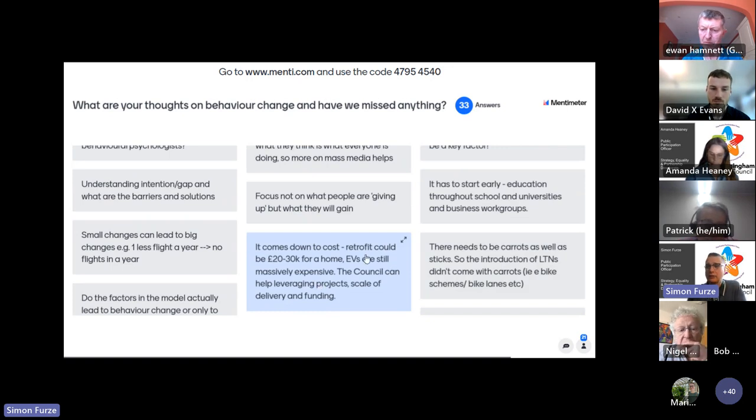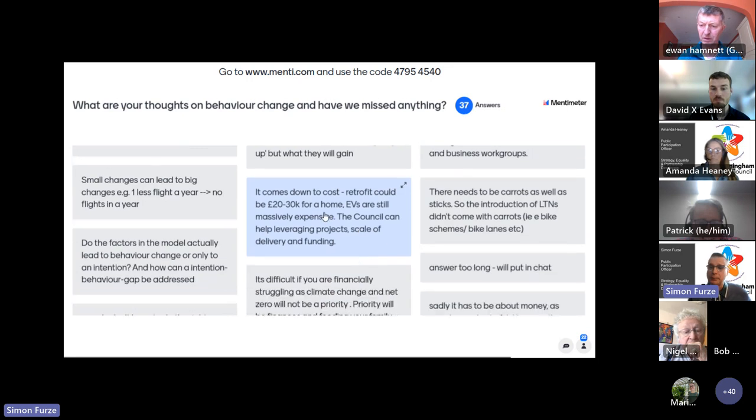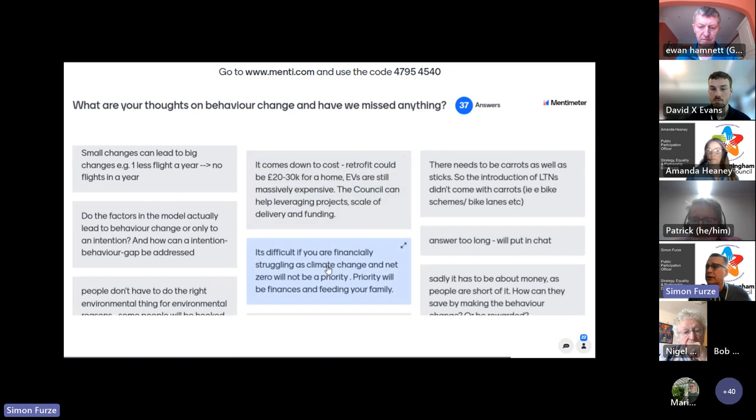It comes down to cost. Retrofit could be 20 to 30K for a home. EVs are still massively expensive. Electric vehicles. And I agree. My electric bike cost me £1,500, but it just means that I can cycle again now because of my disability. It's a big investment and not everybody can afford that. So they might use their car if they've got an adaptable car.